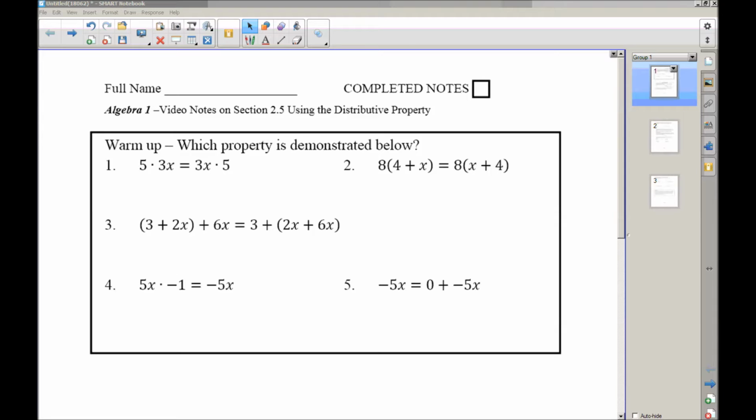Today we are covering section 2.5, using the distributive property. All right, so we have a warm-up here. As always, you're supposed to do the warm-up before you start the video. So if you have not done that, pause the video and then come back.